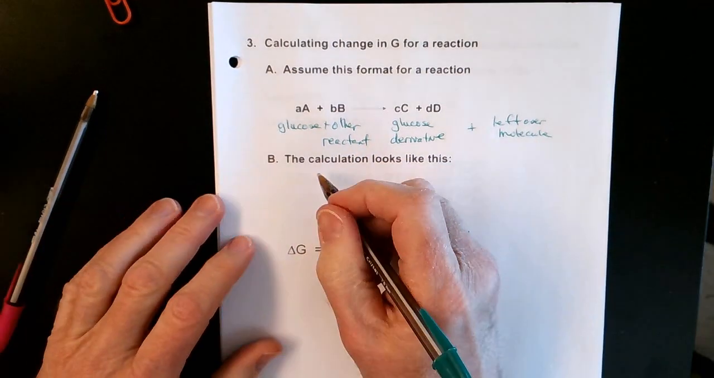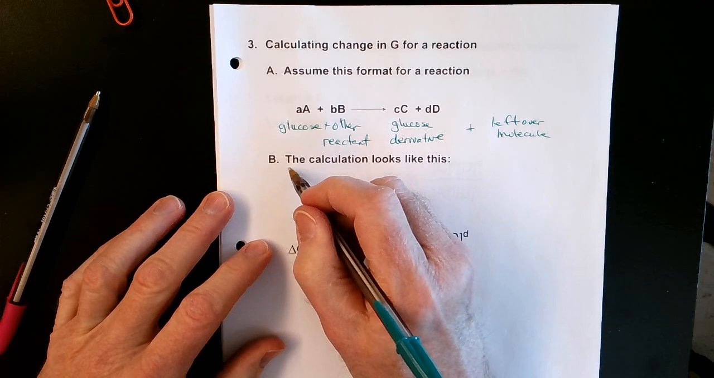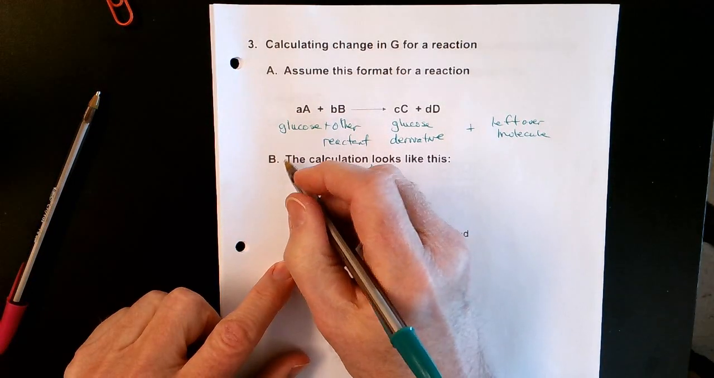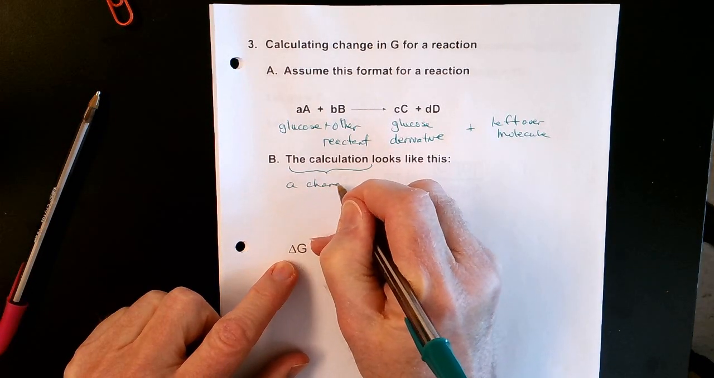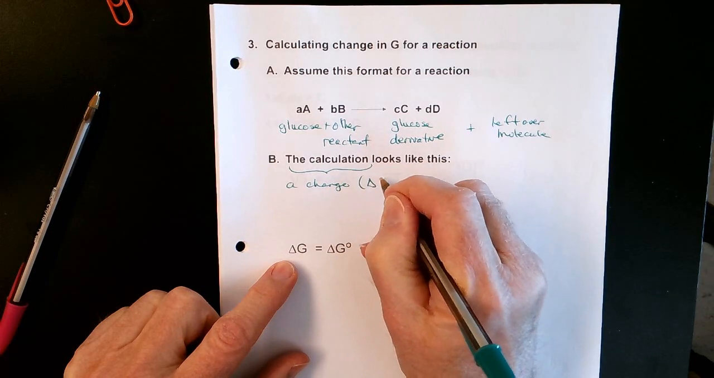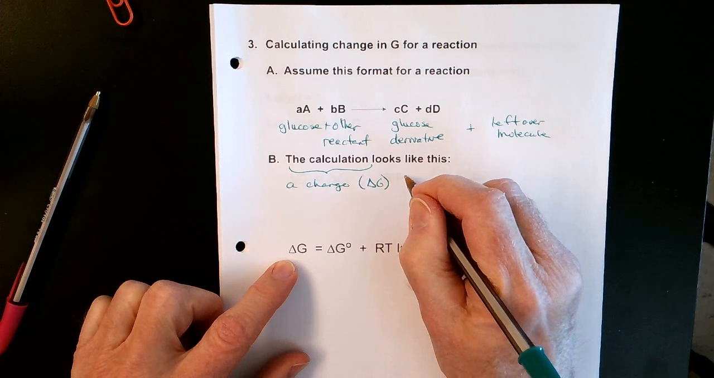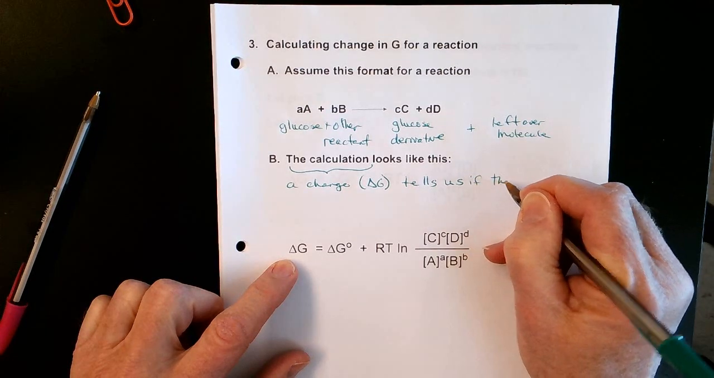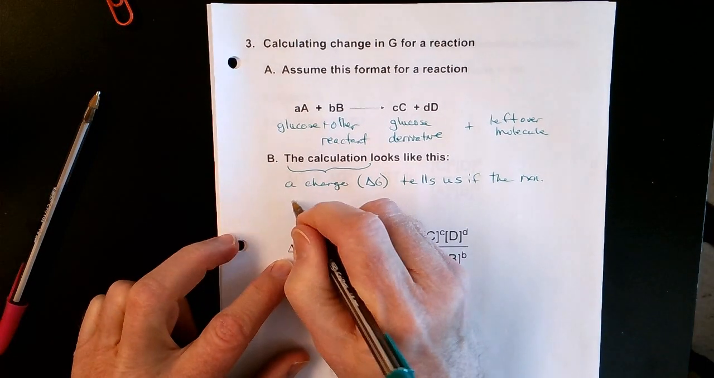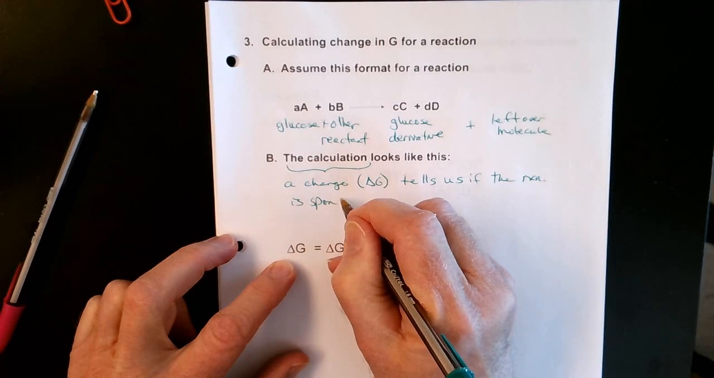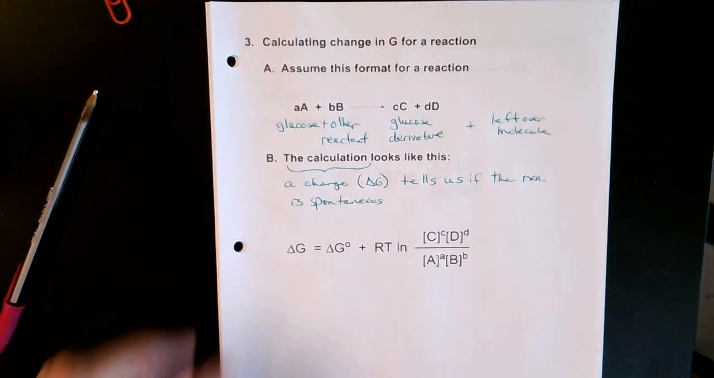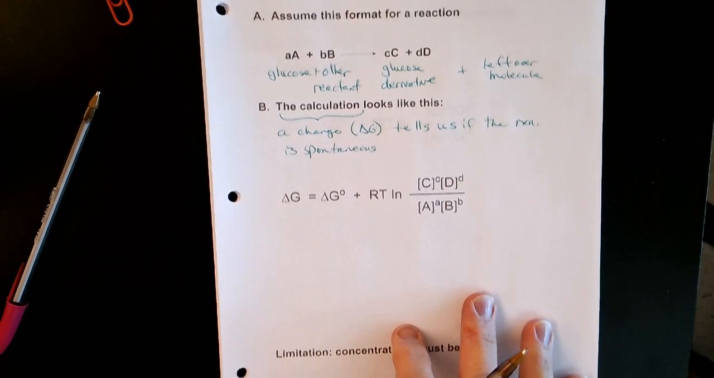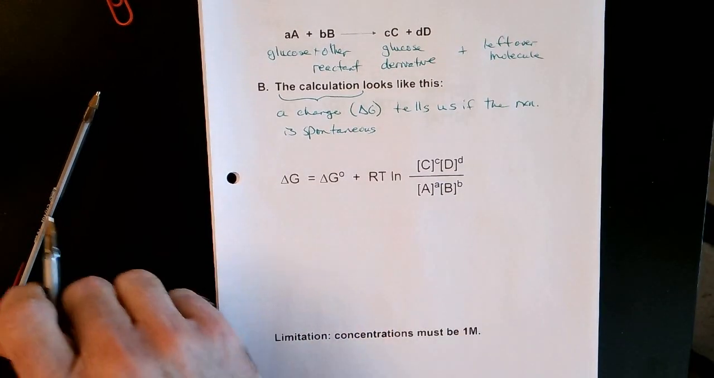Here's what we're going to look to define about reactions like this. The calculation we're going to be concerned with is a change. So delta G, a change, delta G. That's what we're looking at, and it will tell us if this reaction is spontaneous, yes or no. Right, that's the interpretation we'll be looking at. And there's a calculation using a formula here that you don't have to memorize, but let's be able to interpret.